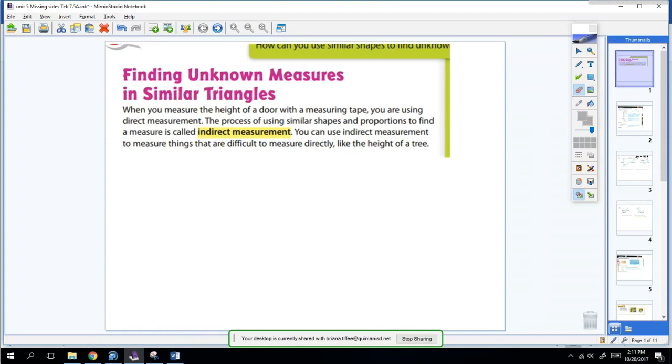Today we're going to be finding the missing measurements of similar triangles. Two days ago, we determined we're not missing triangles, but missing shapes. And two days ago, we determined if shapes are similar or not.